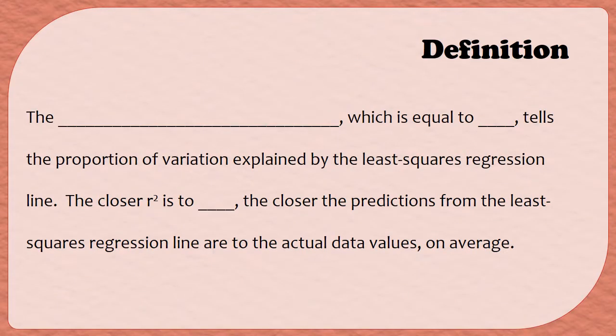All right, let's begin with a definition. The coefficient of determination, which is equal to r squared, tells us the proportion of variation that's explained by the least squares regression line. The closer r squared is to 1, the closer the predictions from the least squares regression line are to the actual data values on average.